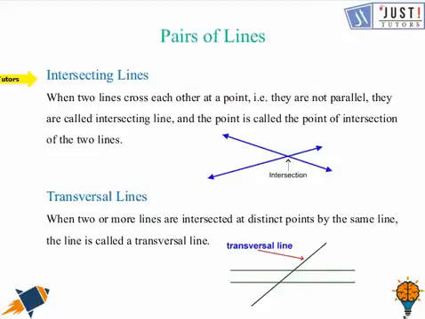So the first pair of lines that we have here are intersecting lines. Intersecting lines are those lines which cross each other at some point or the other. So definitely they are not parallel. And the point of intersection is where those two lines are intersecting or crossing each other. Then we have a transversal line. A transversal line is a line which is intersecting two or more lines at distinct points. So like in this case, we have these two parallel lines, and the third line which is crossing both or intersecting both of them, that's the transversal line.